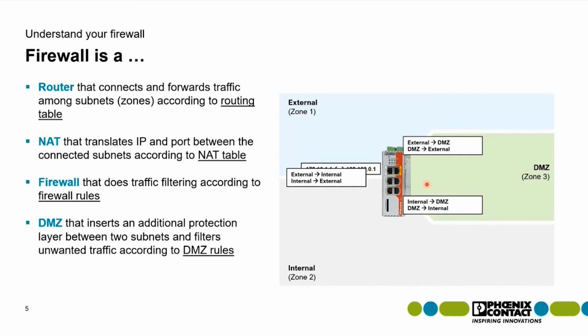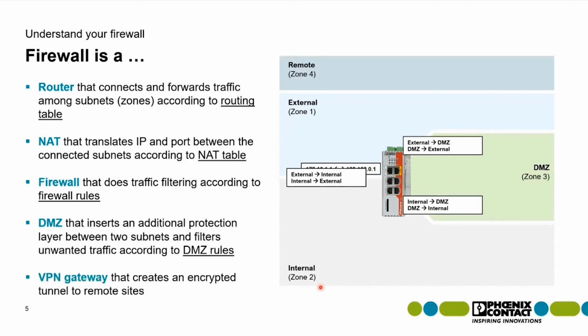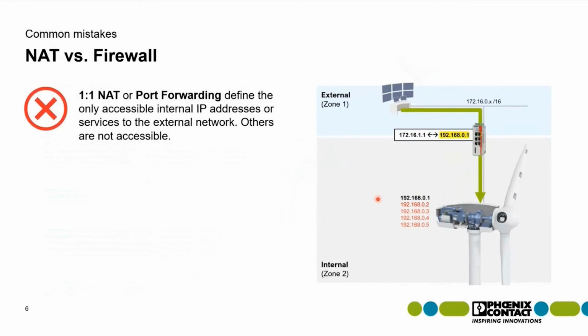So the firewall is all these functions and features in combination. Make sure that all these features are harmonized and functioning in a way that meets your security requirements. Some others have VPN gateways that have a remote access capability to establish a remote tunnel. Okay, let's go and see some common mistakes.